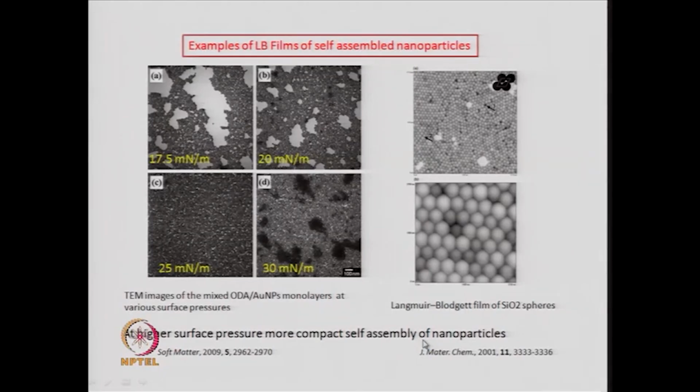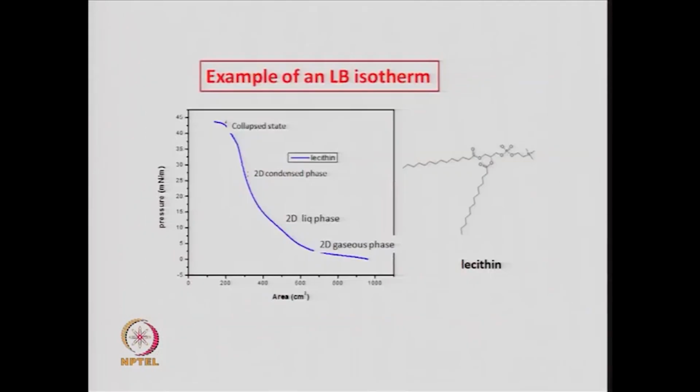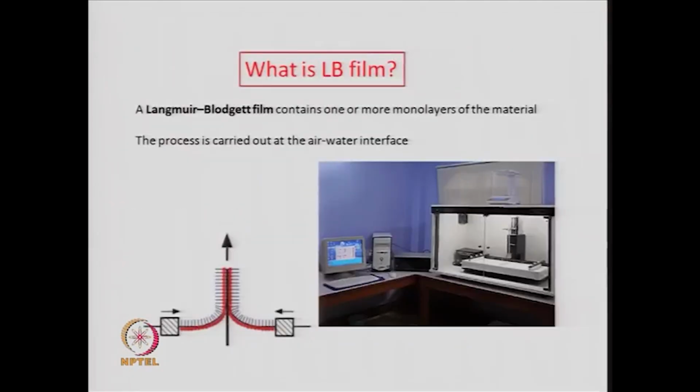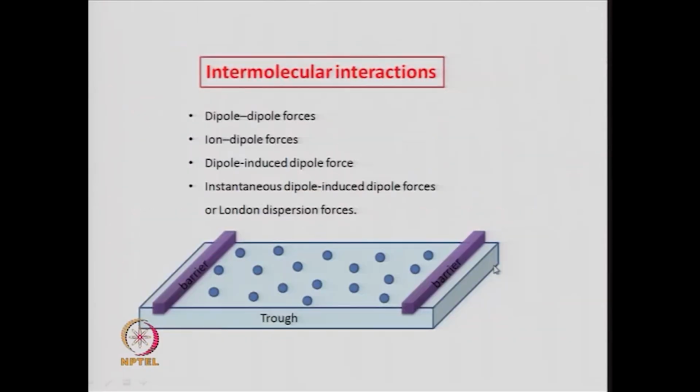So, at different barrier distances, if you look at the barrier, again let me show you the picture. This is the real LB trough. The barriers are here at the two extremes, and when you are bringing them together, the pressure will increase, and this is shown more schematically.